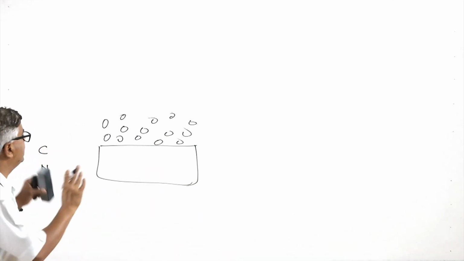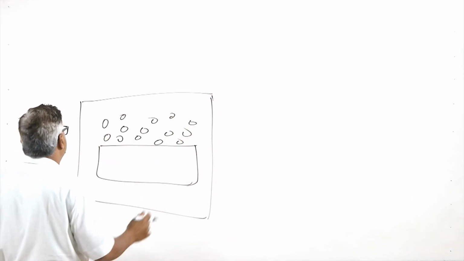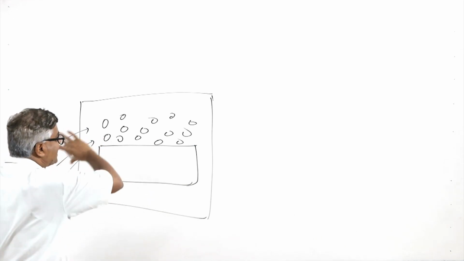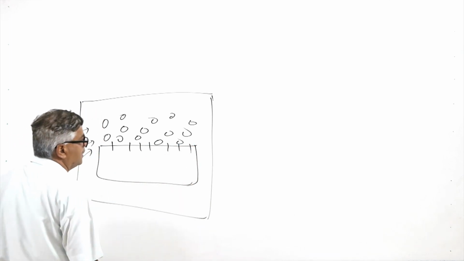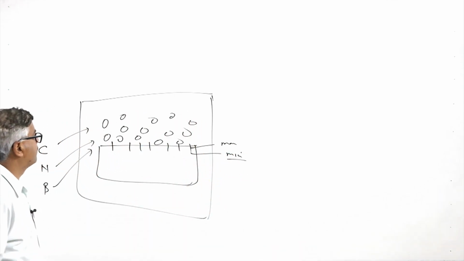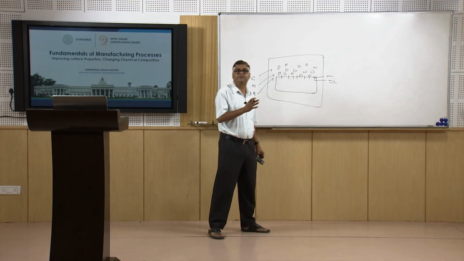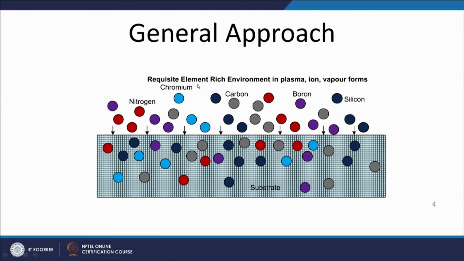These atoms in the very nascent state, under high temperature conditions, when an environment rich in either carbon or nitrogen or boron is created around the component, because of the compositional difference it starts getting diffused. So there will always be a compositional gradient, maximum at the surface, decreasing as we go down below the surface. Accordingly the depth of hardness, meaning the extent of improvement in hardness, will be changing. So this is what has been shown in this diagram, wherein the requisite element rich environment, either in form of plasma, ions or metal vapors, in atomic state or ion state or plasma state, is created all around the component to be modified. So suitably, say, chromium or nitrogen, carbon, boron or silicon rich environments are created.